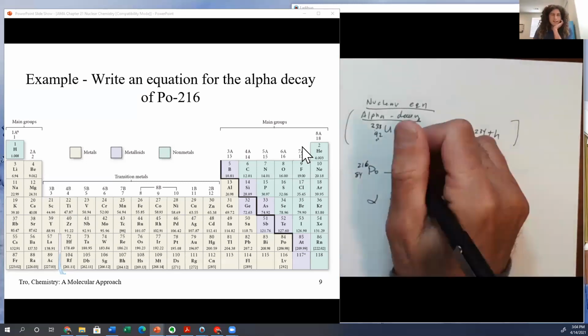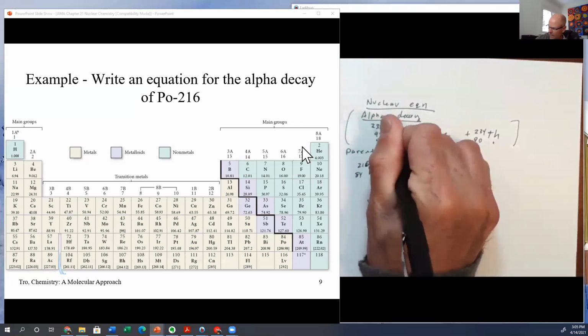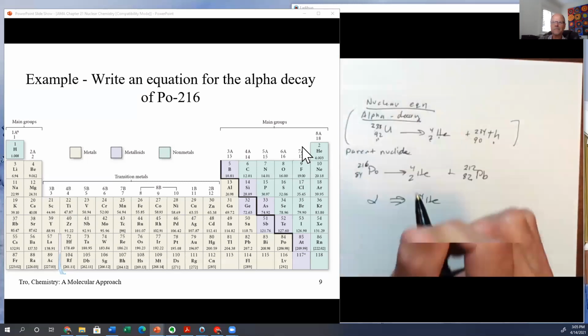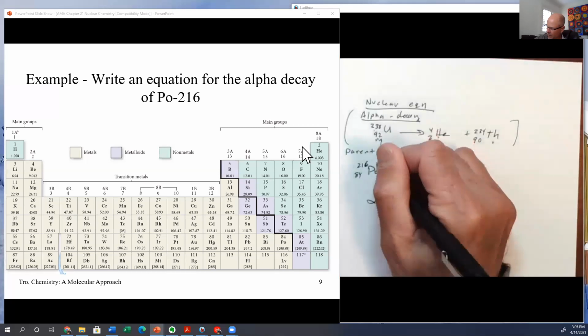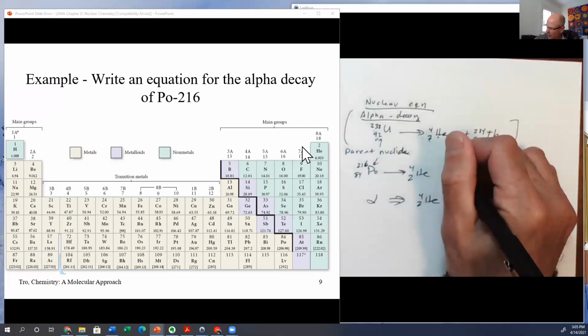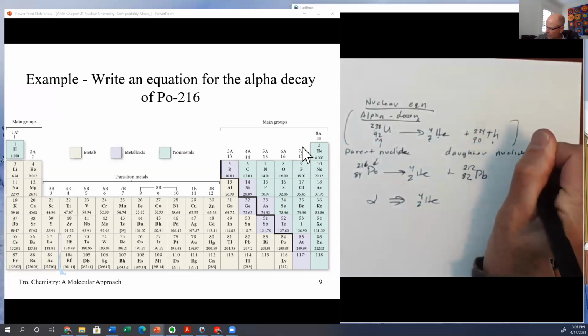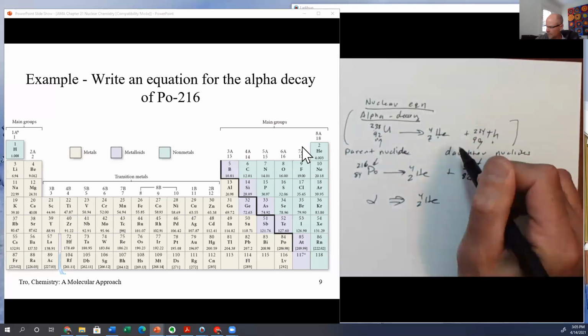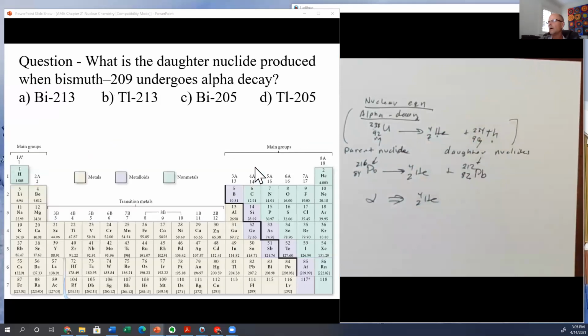In a nuclear reaction like this, this is called the parent nuclide. Nuclide is just the term used in nuclear chemistry for a nucleus. It's really the same as a nucleus. So these are the parent nuclides, and then these are the daughter nuclides. Okay, let's see if you're getting this. Why don't you try this one?